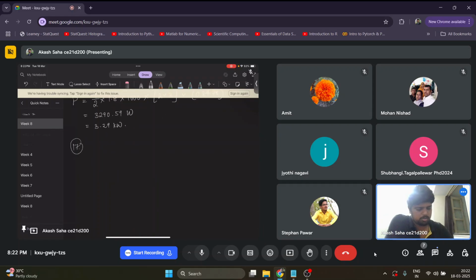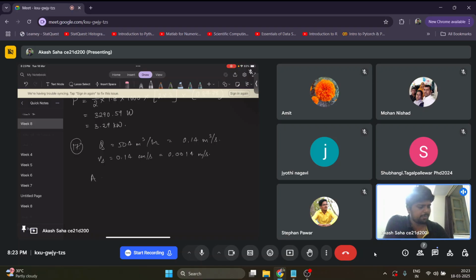So Q is given as 504 meter cube per hour. So we will change everything into meter cube per second or meter per second. So it is 0.14 meter cube per second. Vs is known, 0.14 centimeter per second. That is 0.0014 meter per second.